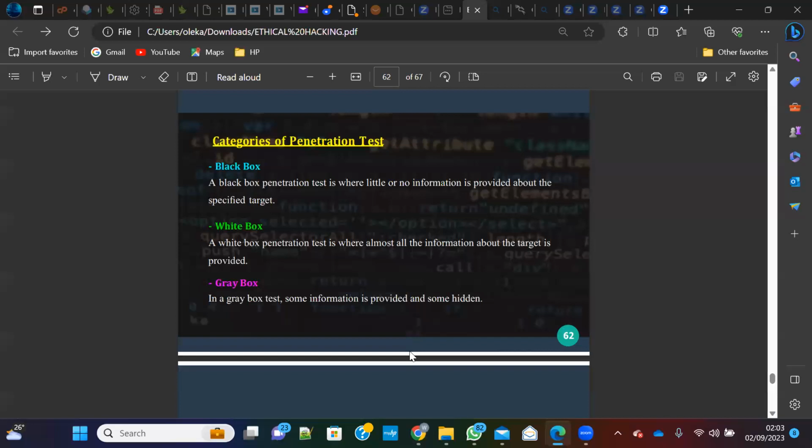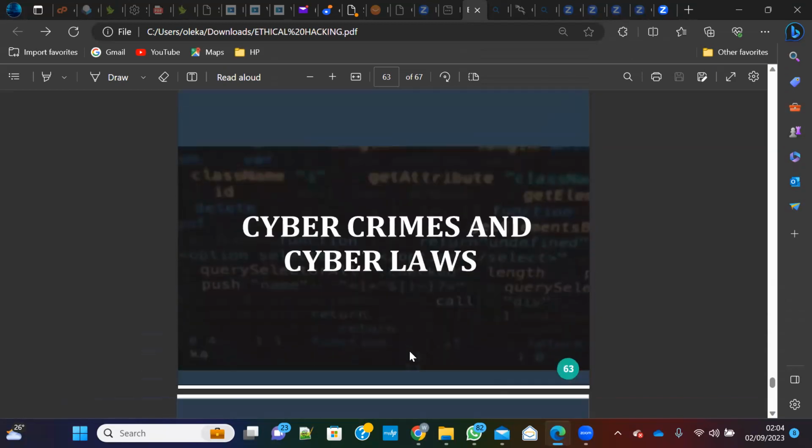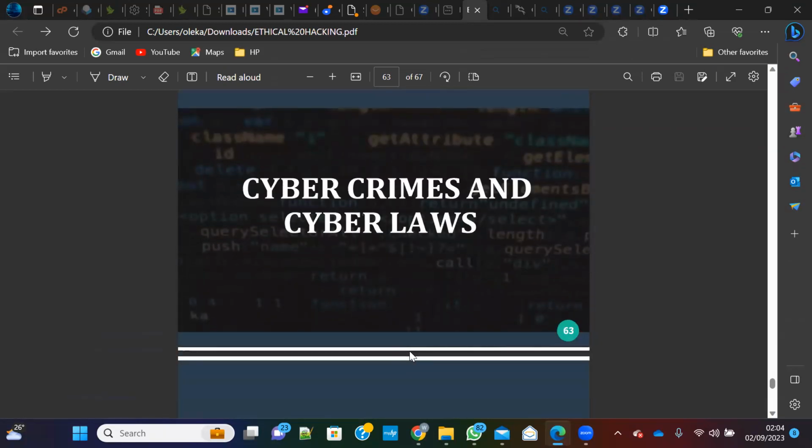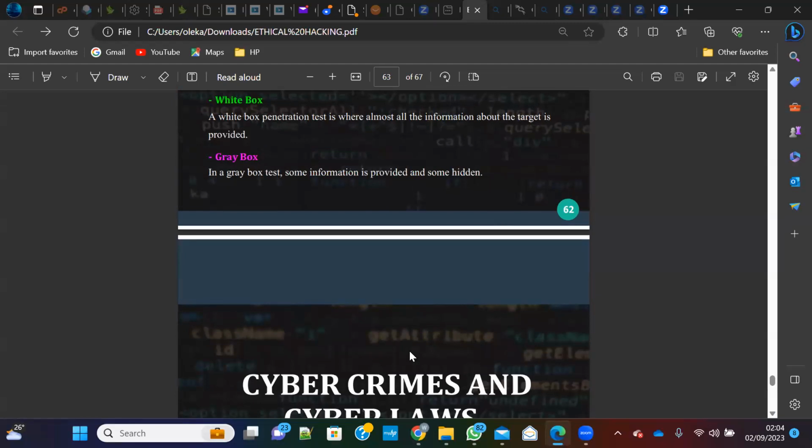So we have what we call the gray box. And the gray box is a box test where some information is provided and some is hidden. Especially if it's a new job, they will always attend to this. All right. At the time I was working for an organization, I was given the privilege of the admin. In as much as I wasn't the admin, I was given that privilege. So I had to test it very well. All right. So that is the gray box and what it entails.